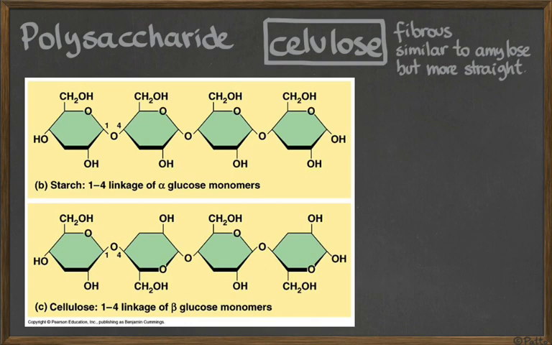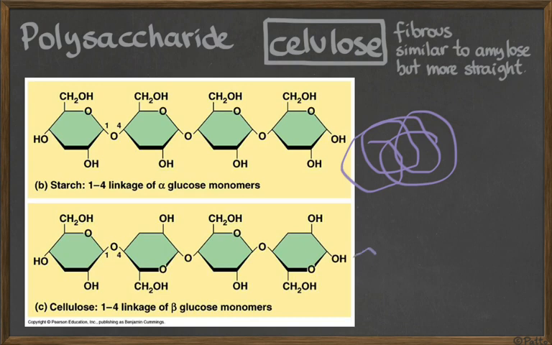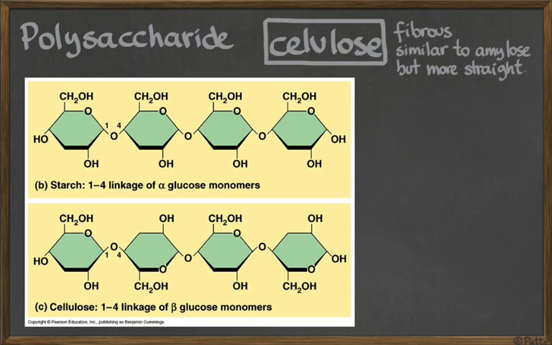Starch and amylose have all down, down, down links. And because it's down, you have sugar down, down, down, down. They twist all in the same direction. While cellulose has up and down, up and down. So it goes up and then down, and then up and then down, and then up and then down. So it ends up becoming a much more straight molecule. So this here is the difference between amylose and cellulose.